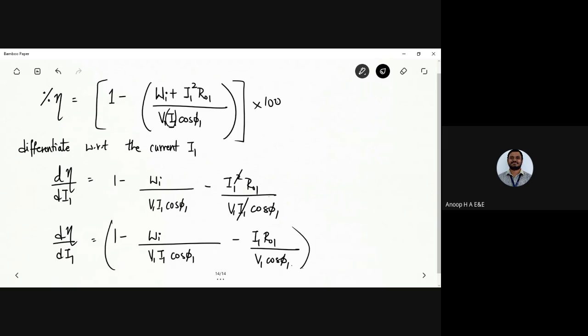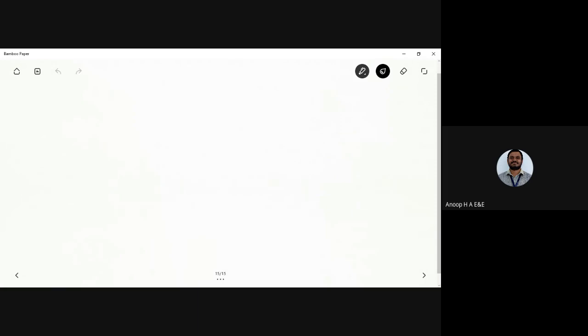Now, what do I need to do if I want to differentiate? I need to take into consideration these terms which are there. The I1 term, and I'll be differentiating with respect to I1 again. So what I'll be getting here, I'll be writing the end result right now. That would be minus Wi divided by V1 cos phi 1 times minus 1 divided by I1 squared, minus RO1 divided by V1 cos phi 1, that would be equal to 0.